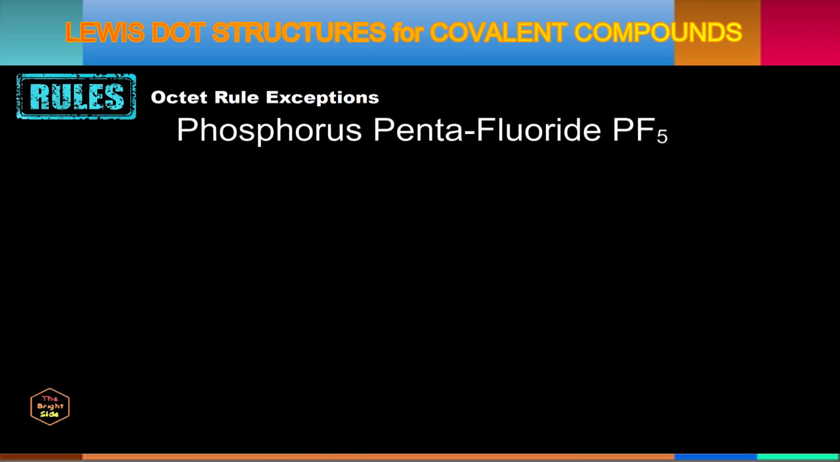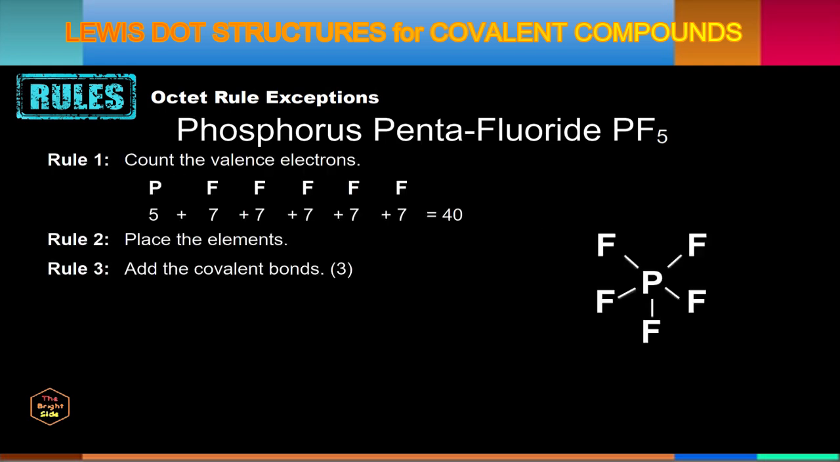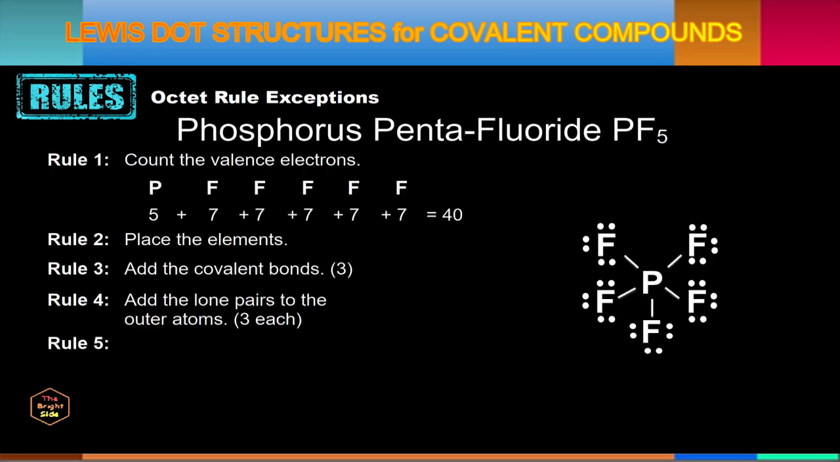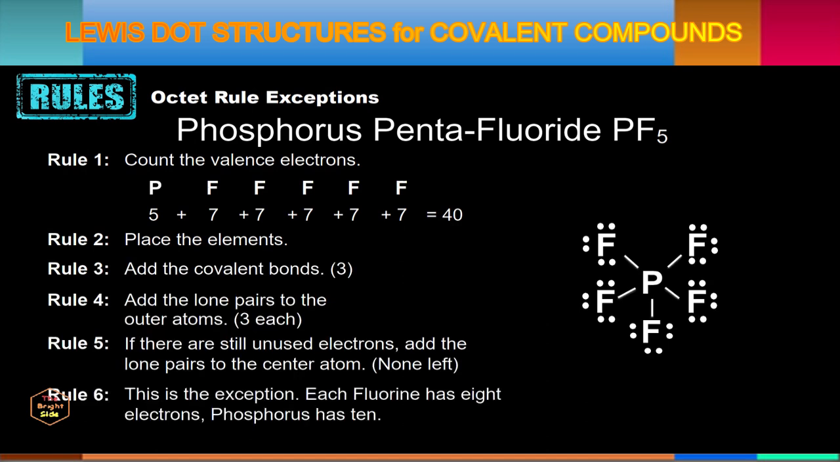Next, we'll look at phosphorus pentafluoride. Just as with boron trifluoride, we'll apply the first 5 rules. Then we come to Rule 6, which is again where we find the exception to the octet rule. Check the number of electrons around each atom. Each fluorine atom has 8 electrons, but the phosphorus atom has 10. This is the Lewis dot structure for PF5.